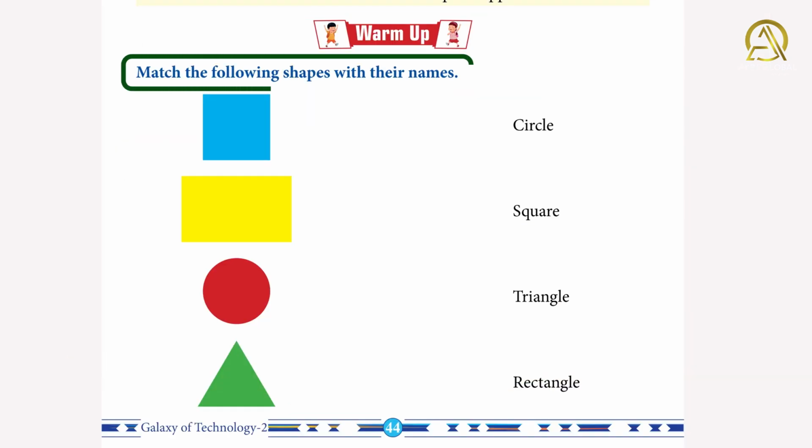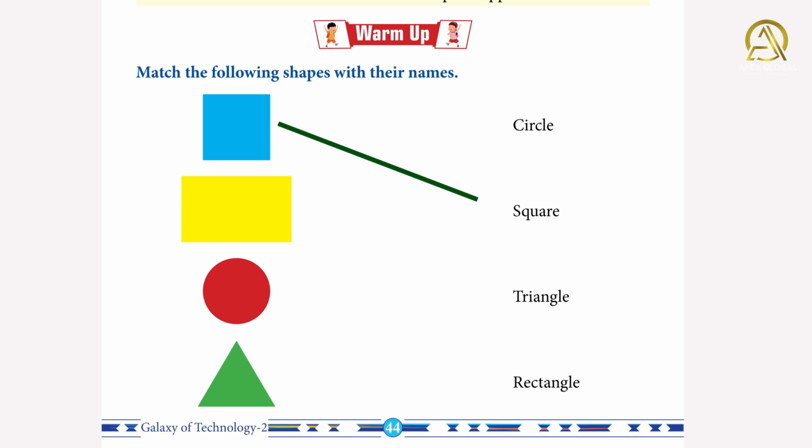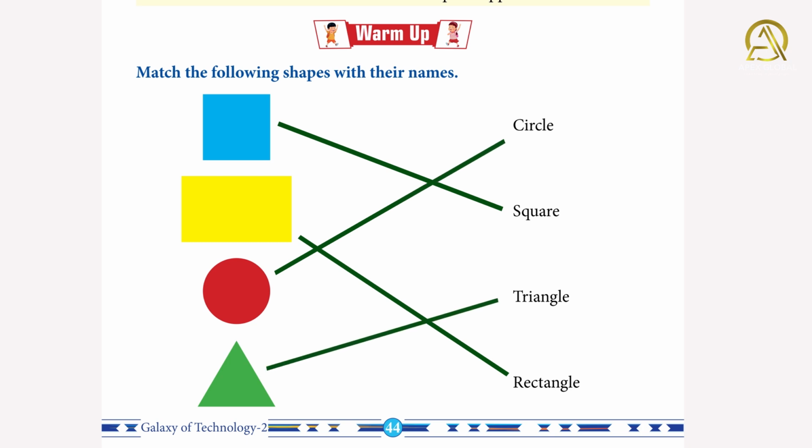Warm up. Match the following shapes with their names. Answer: match square with square, match rectangle with rectangle, match circle with circle, match triangle with triangle.